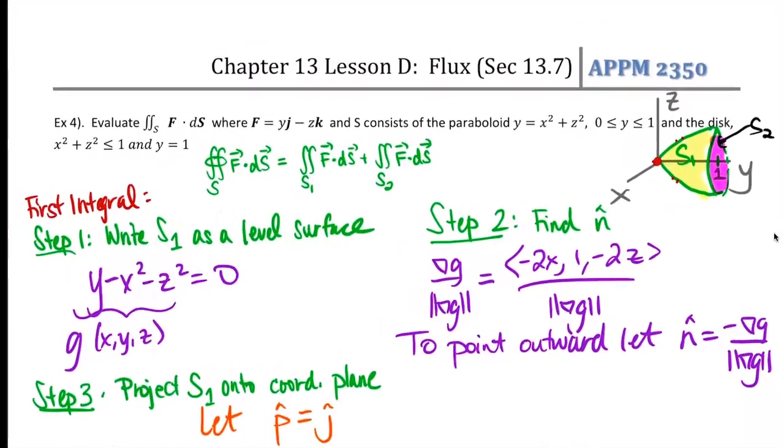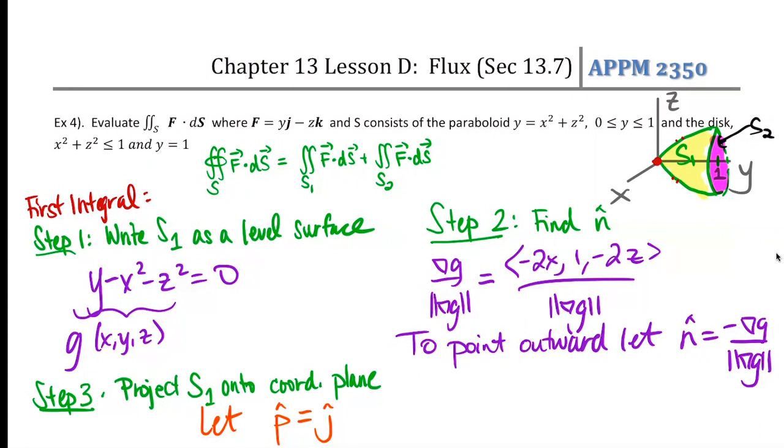All right, so first one, let's talk about S1. First I need to write S1 as a level surface. And so the paraboloid is y equals x squared plus z squared. One way I could write that is y minus x squared minus z squared. If you do it that way, then your g is going to be given by y minus x squared minus z squared. And then your gradient, in this case, will be negative 2x, 1, negative 2z.